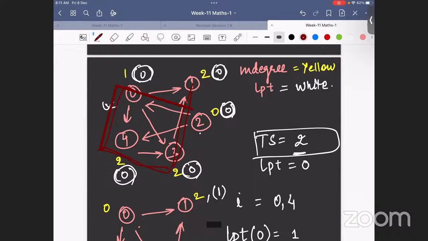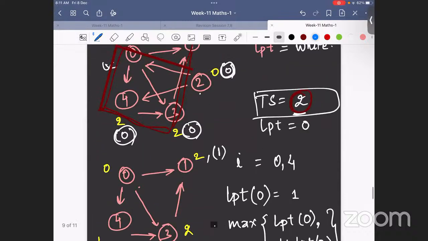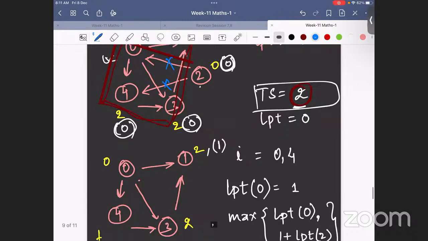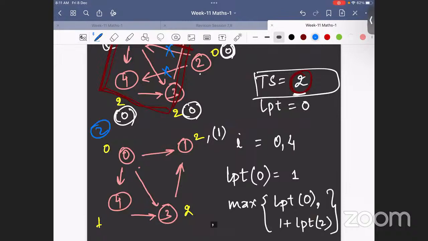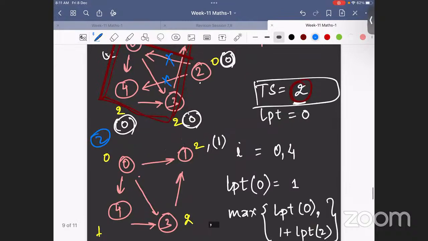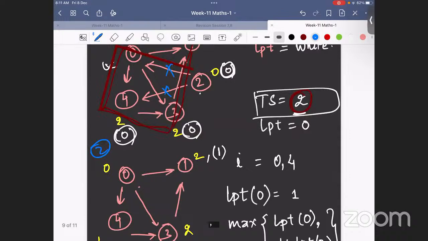So now we take out that vertex and write it in the sequence where we were writing. So 2 we have written here. Now we have removed 2 along with the incident edges, so this we have removed, and this also we have removed. In the second step we removed those vertices, and after removing, we wrote it in the topological sorting sequence.